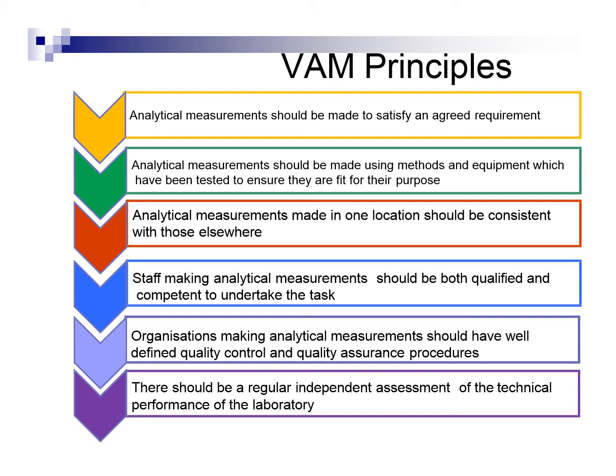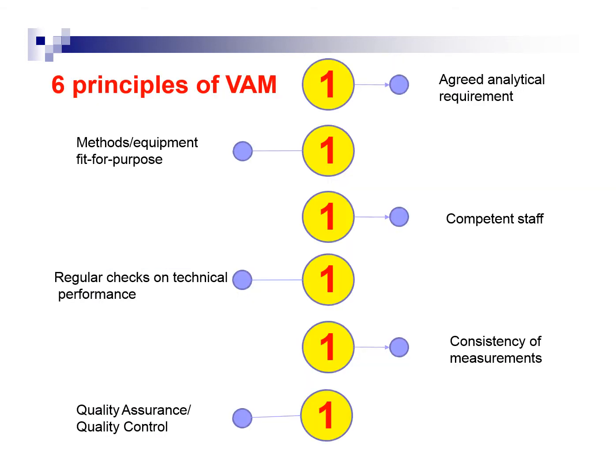And finally, there should be a regular independent assessment of technical performance of the laboratories. So class, let me explain each of the principles clearly. So class, the keyword for the first principle is agreed analytical requirements. Second keyword is methods or equipment should fit for the purpose.